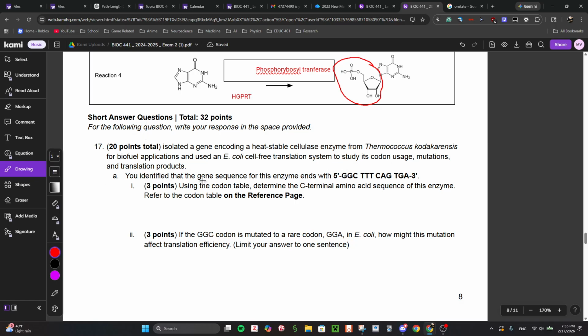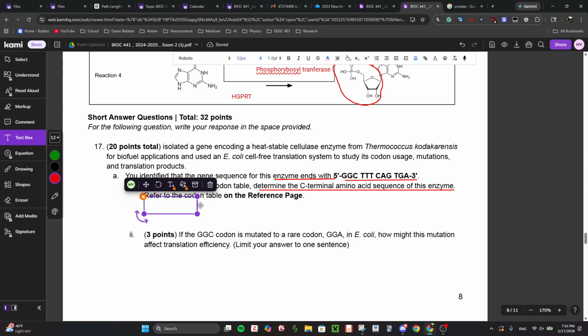GGC. For this one, you identify the gene sequence using a codon table. You need to do the whole thing here because it tells you that this whole thing is a C-terminal sequence. So the whole thing needs to be translated, not just the end part of it. Determine the C-terminal amino acid sequence from this enzyme. It ends with this, so the whole thing is the C-terminal sequence. I'm not going to do the whole thing, but it's going to be glycine, phenylalanine, and glutamine, and then you're done.